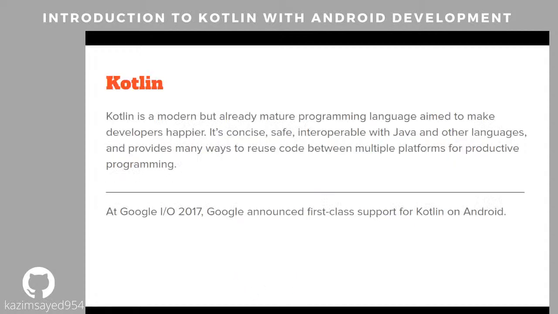So let's see, what is Kotlin? Basically, Kotlin is a modern but already mature programming language which aims to make developers happier. It is concise, safe, interoperable with Java and other languages, and provides many ways to reuse code between multiple platforms for productive programming. So basically, this session is a hands-on session. We are going to code and see these terms.